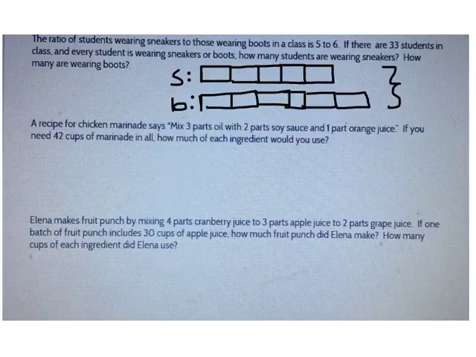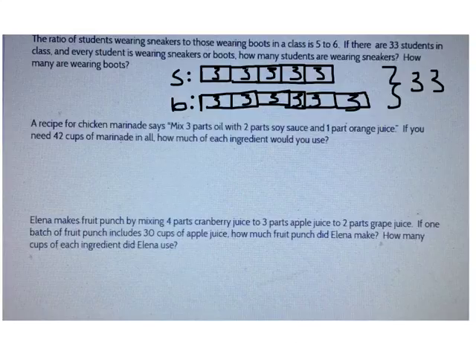I know that there are 33 total students. So what number does each box represent? Well, there are 11 boxes and 33 students. 33 divided by 11 is 3. So how many students are wearing sneakers? 15 students are wearing sneakers. How many students are wearing boots? 18 students are wearing boots. Let's look at another problem.